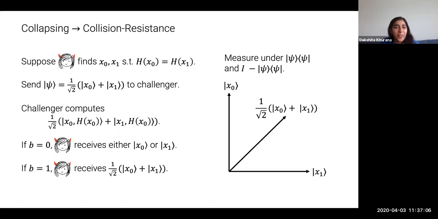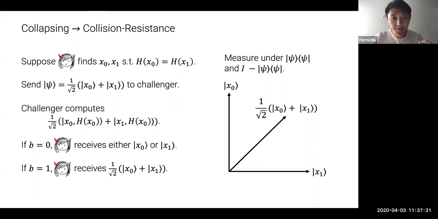Yeah, sorry. So why would the challenger compute this? I think I'm missing what this game is here. The adversary finds x0, x1, and then who sends? Okay, right. So we're starting with an adversary that's breaking collision resistance. So we know it can find some x0 and x1, and we want to say that we can get an adversary that breaks the collapsing game.